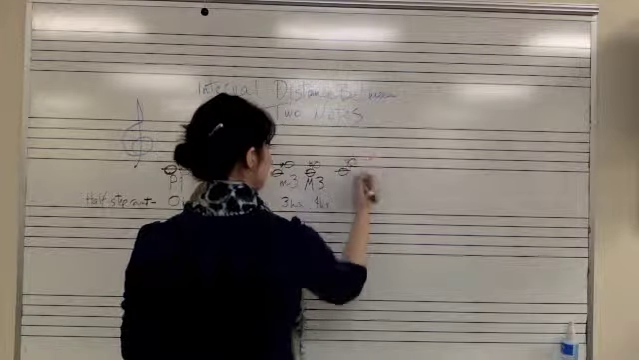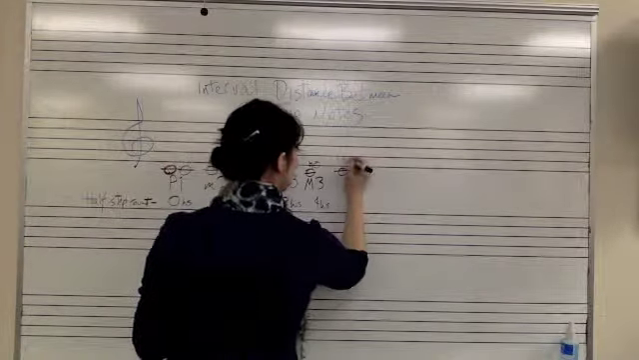So C to F natural. In fact, I'm going to start stacking these on top of each other to make more room. So C to F natural is a fourth apart, right? C, D, E, F, 1, 2, 3, 4. So we'll put our 4 down.